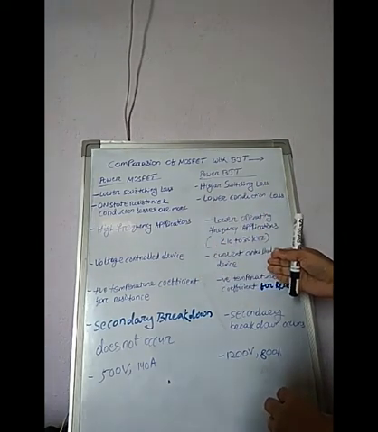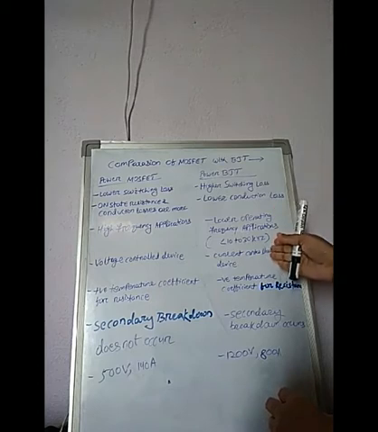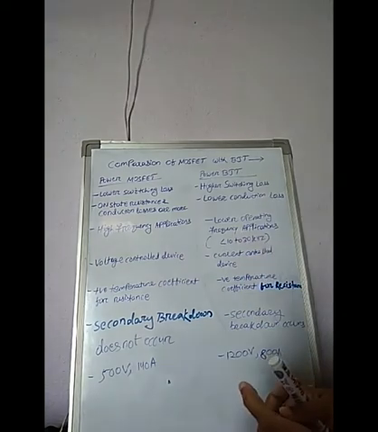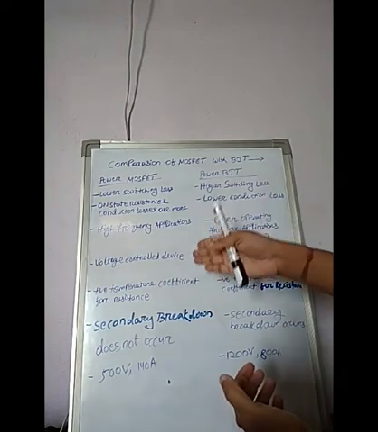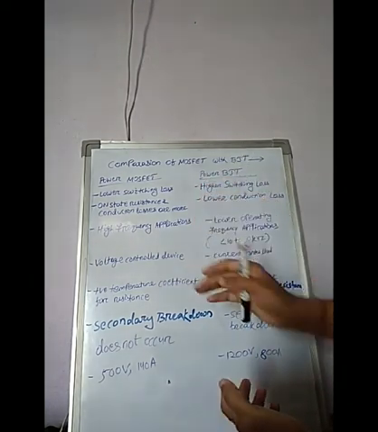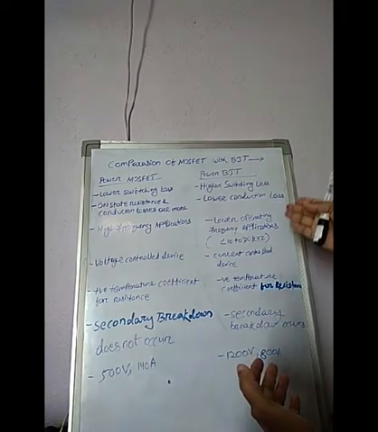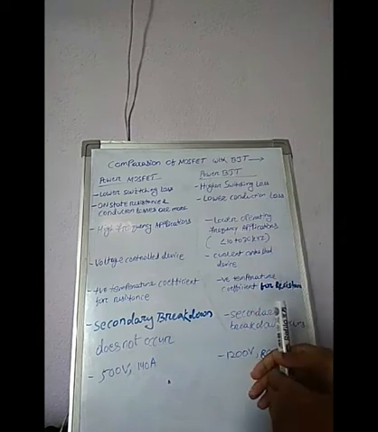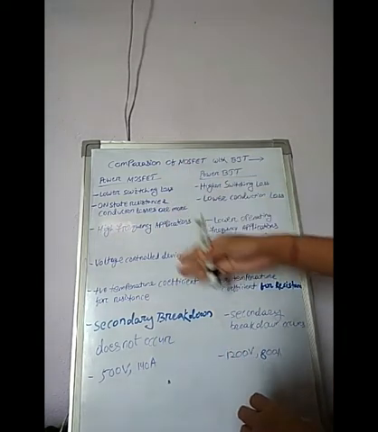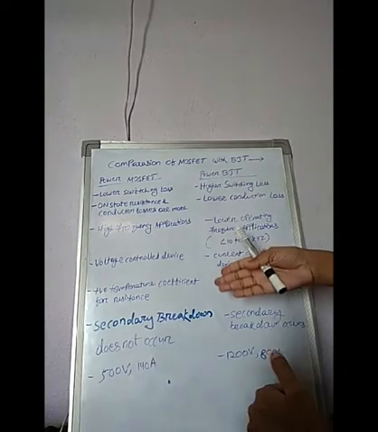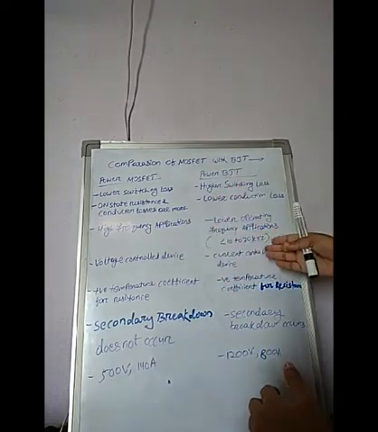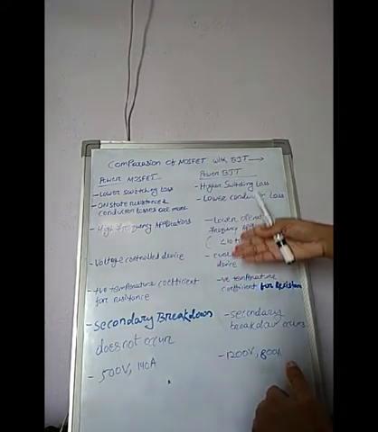BJT is a current control device because its control signal is base current. MOSFET is a voltage control device because its control signal is gate voltage. Okay, and these are some more differences between power MOSFET and power BJT, which I explain here.